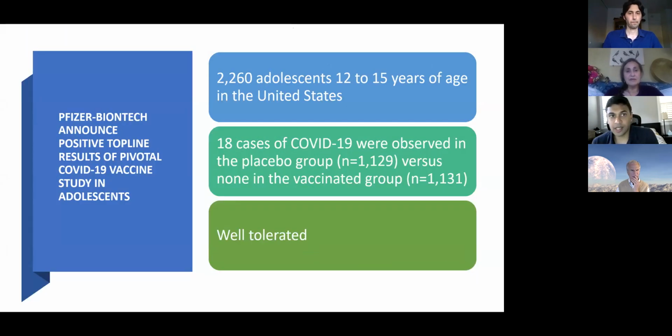The Pfizer vaccine, the company did study it recently down in the 12 to 15-year age group, and the results were really encouraging. In 2,260 adolescents studied, there were only 18 cases. There were 18 cases in the placebo group, meaning that they got not the actual vaccine, versus none in the vaccinated group. So it was highly effective, and it was very safe. And Pfizer is hoping to get EUA approval for adolescents soon.